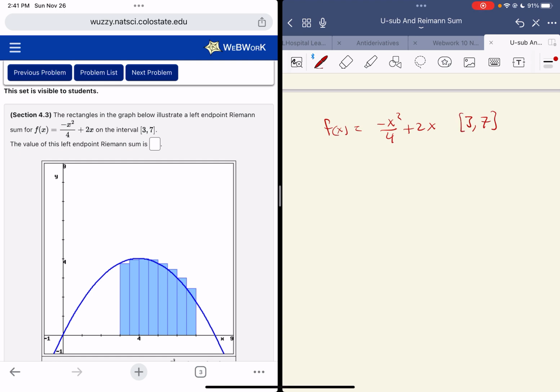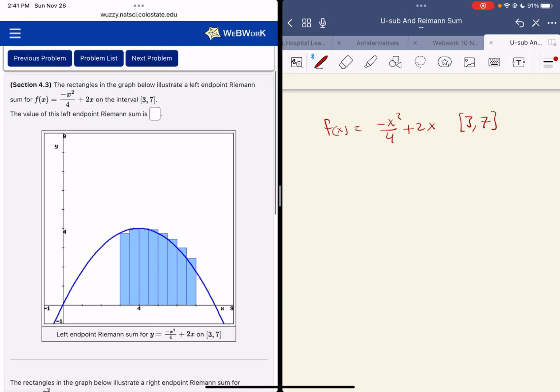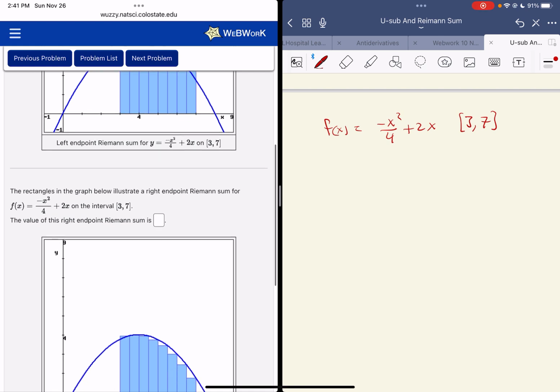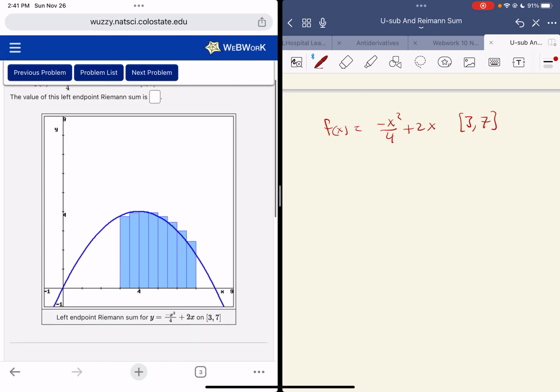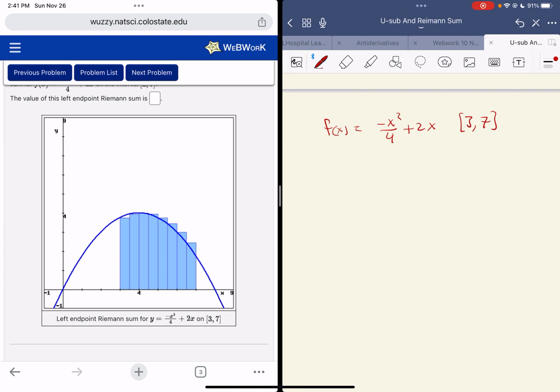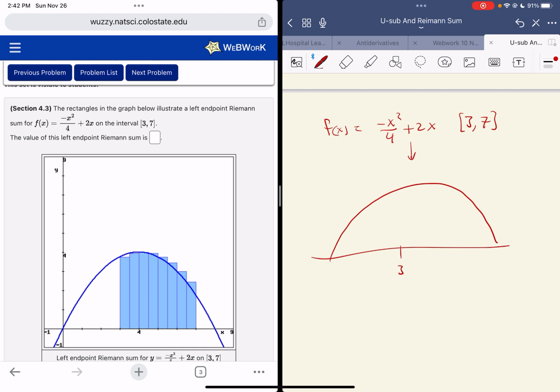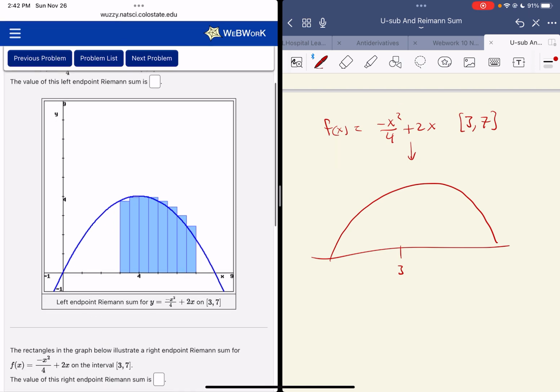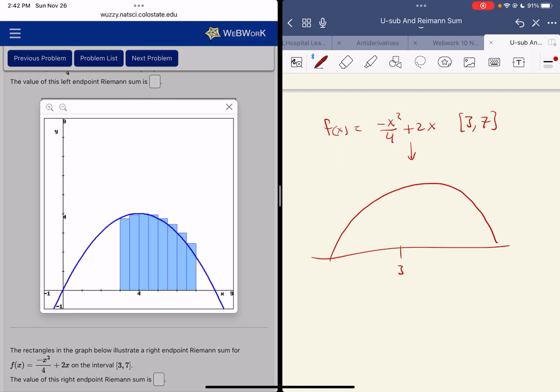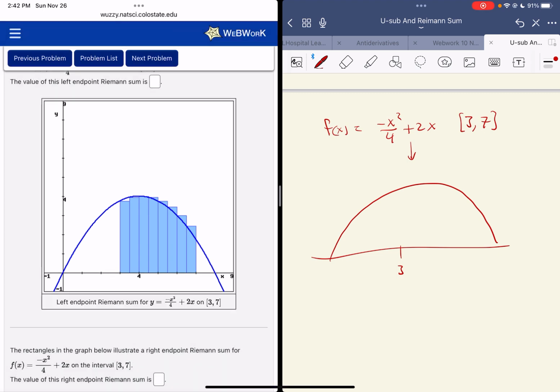Okay, fine. Does it represent anything? No, they don't give us any units. We don't know what it represents. That's fine. And they just say here's a left endpoint Riemann sum. So let me draw what they're talking about. So here's my function, and here's 3. And then how many rectangles are there? Do they say... Well, let's just count it up. We have 1, 2, 3, 4, 5, 6, 7, 8. All right, so we have 8 rectangles, and they're all going to be evenly spaced.